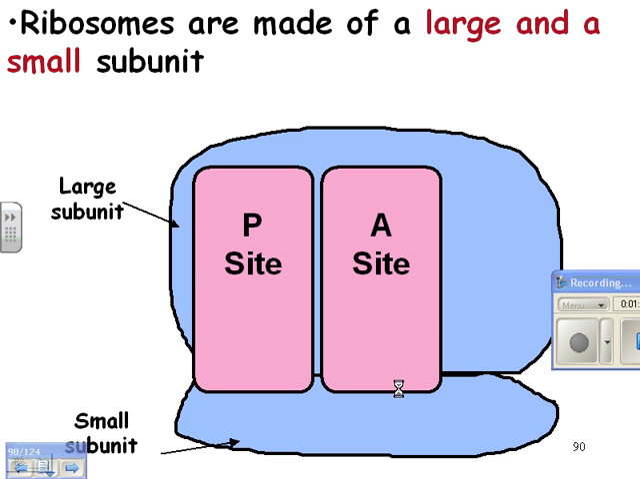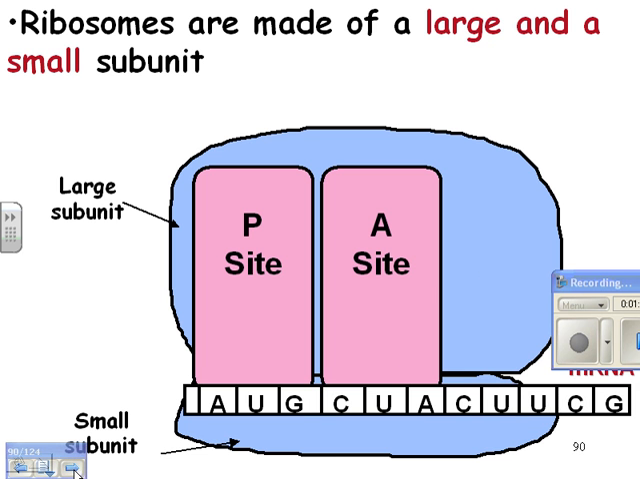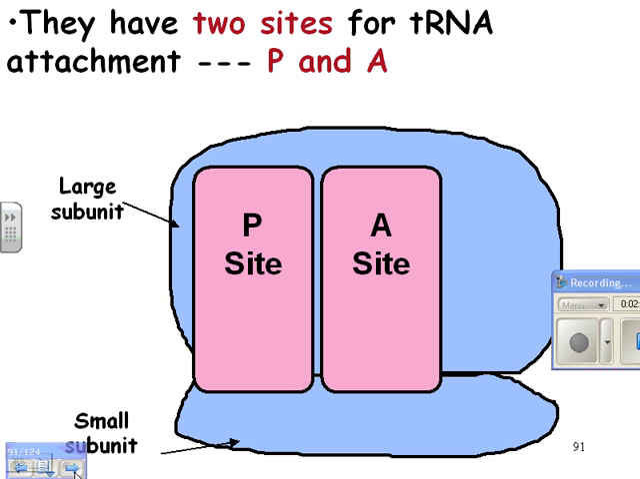Ribosomes are the place where you make proteins. And they have a large subunit and a small subunit. And the mRNA goes right here, right between the two subunits. So they have 2 sites on them for tRNA attachment, the P site and the A site.